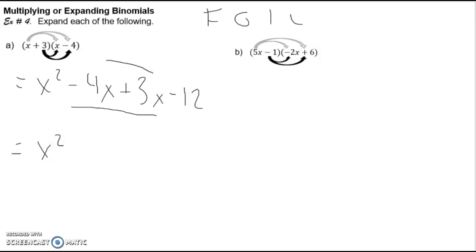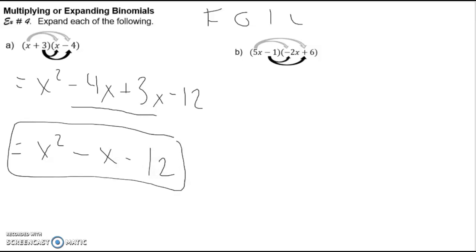But when we look at these inside terms, they both have x's. So we have negative 4x's and we're adding 3x's. When you simplify that, we have negative 1x. You don't have to put the 1 out in front. It's assumed that it's there. Okay? Last but not least, we have negative 12. There's nothing else on here that has just the number, so we leave it as negative 12. And that's your final answer.